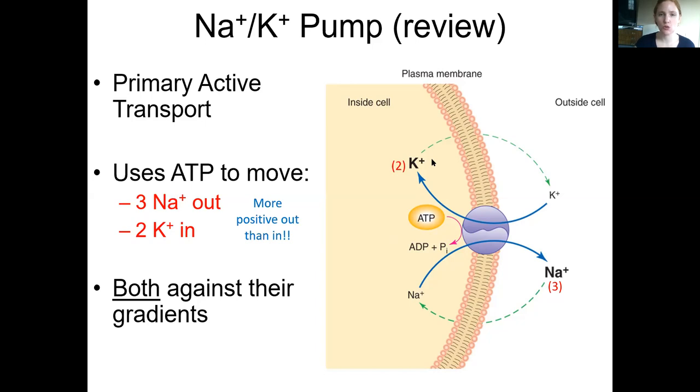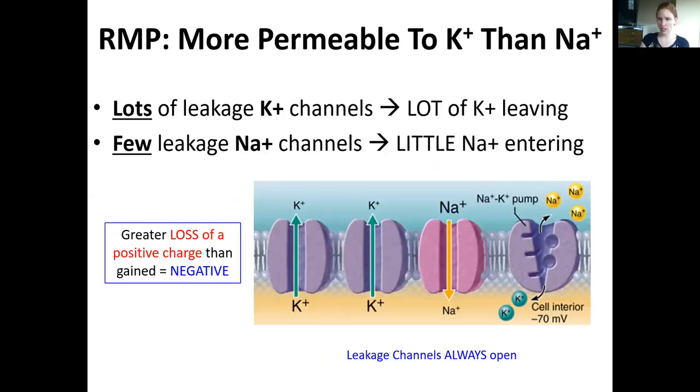Now, that brings us to the third reason it's negative inside, and that is the fact that in that plasma membrane, you have what are called leakage channels. They're called leakage channels because they are just ion channels, so protein channels embedded in the membrane, and they're always open. That allows the sodium and the potassium that you just pumped using the sodium potassium pump to leak out. Now, here's the important part.